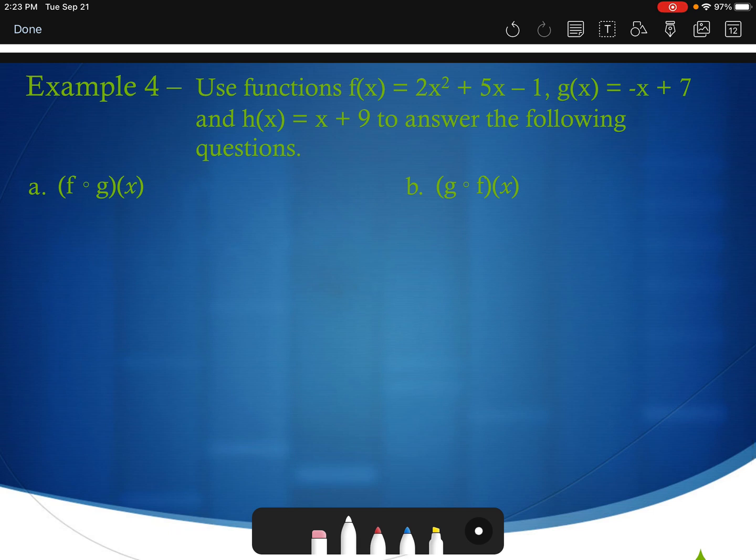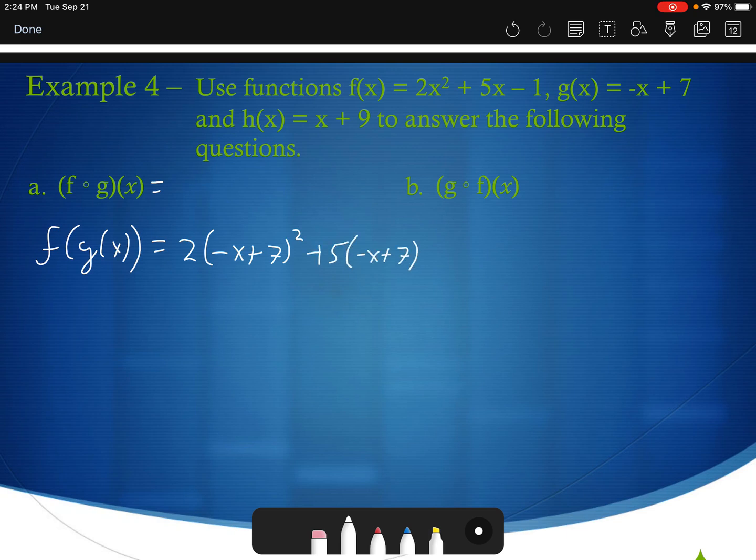Okay, so let's go ahead and use this first one. We have a parabola and a line, f of x and g of x. And we also have another line, h of x, x plus 9. So what is f circle g of x? Well, that is the same thing as f of g of x. So we're going to take g and put it in for x in f. So everywhere you see x, we're replacing it with negative x plus 7. And then you have to evaluate it.